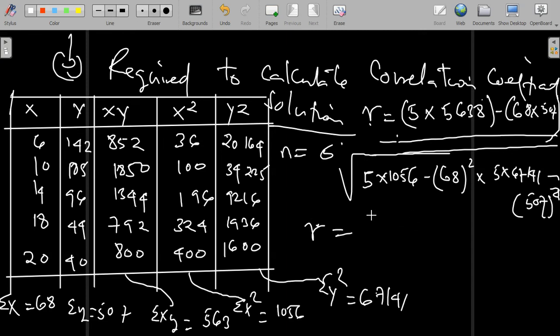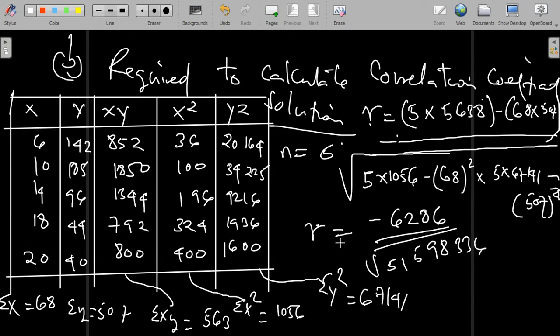So the correlation coefficient will be equal to negative 0.8750. That will be the correlation coefficient after dividing the numbers. So the correlation coefficient is negative 0.8750, which implies that there is an inverse relationship between the two variables, y and x.